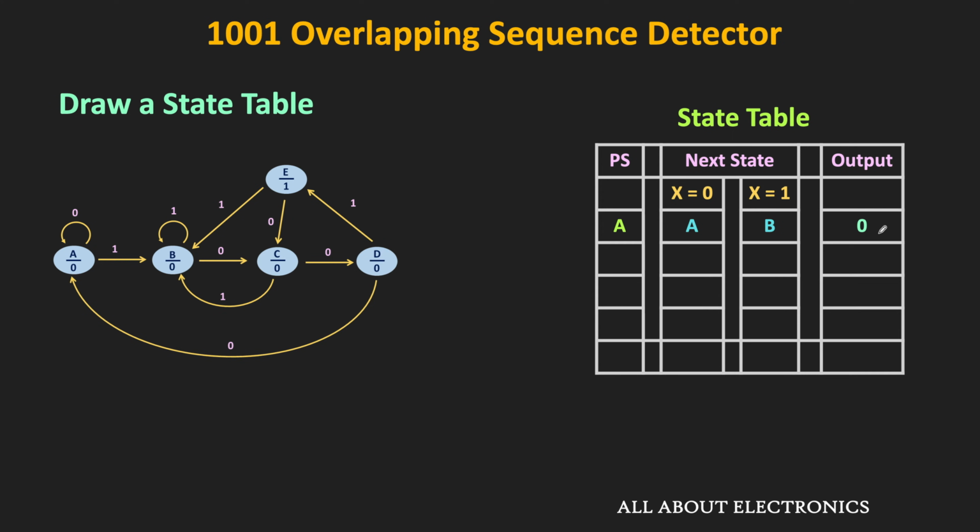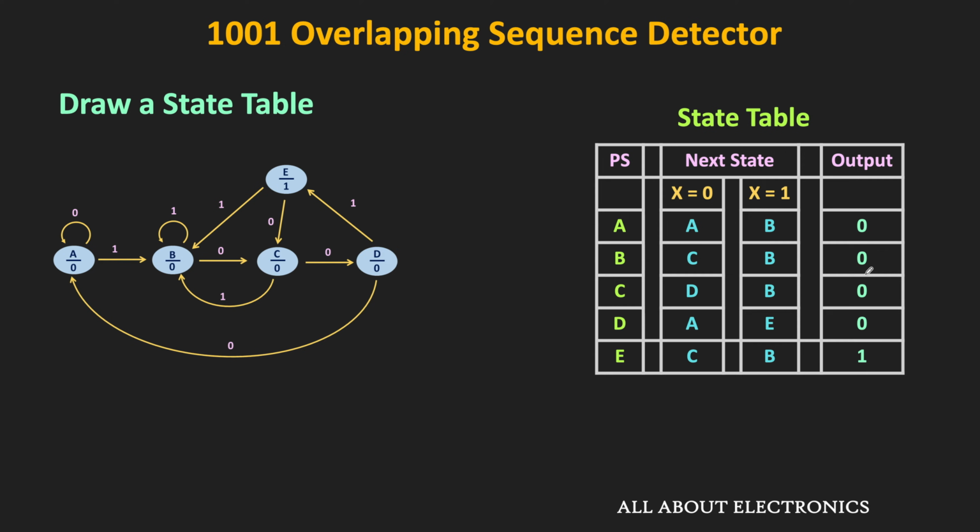Similarly, in the B state, when the input X is equal to 0, then the machine will go to the C state. But when the input is 1, then it will remain in the same state. And once again in the present state, the B state, the output of the machine is equal to 0. And likewise, from the state diagram, we can write the remaining rows of this state table. So if required, you can pause the video and verify the table by yourself.